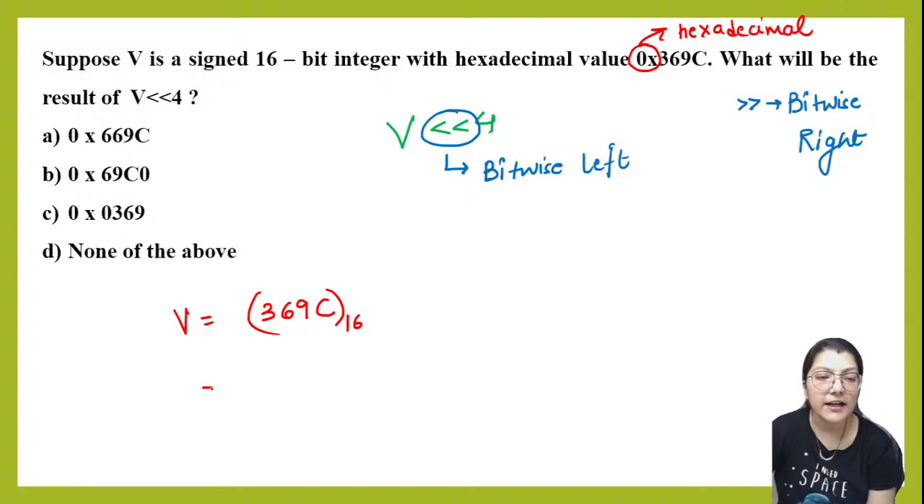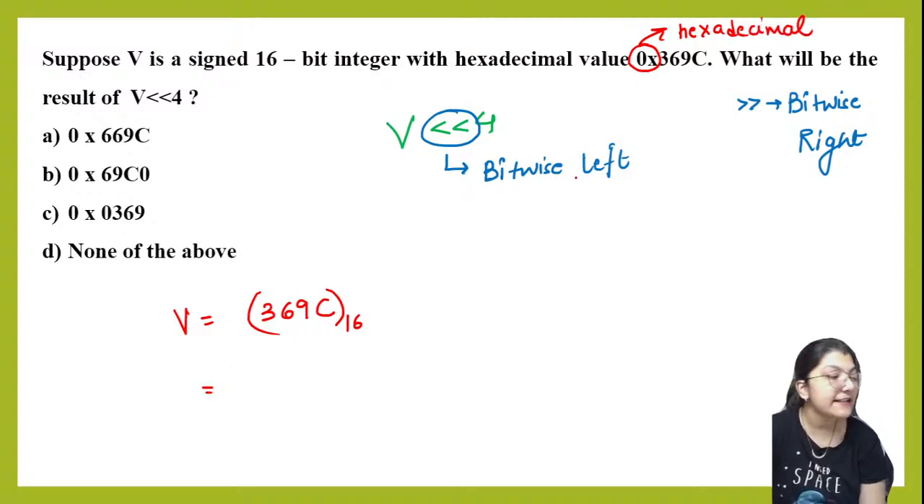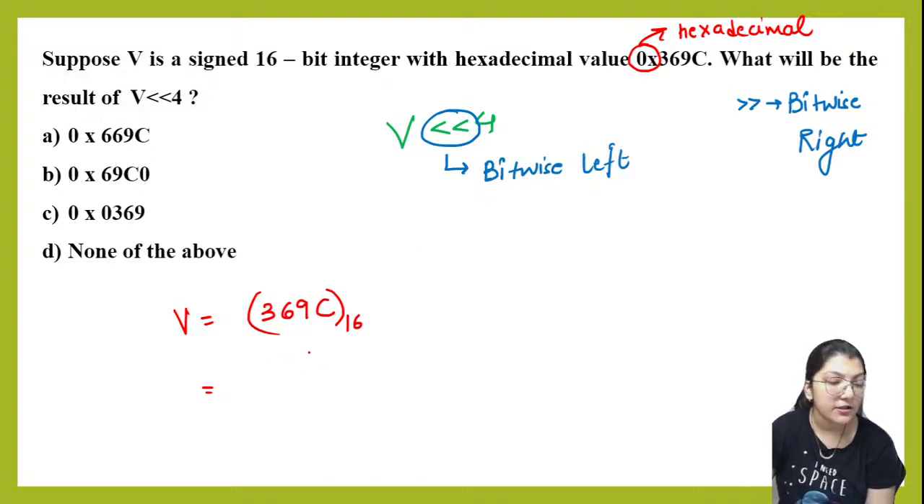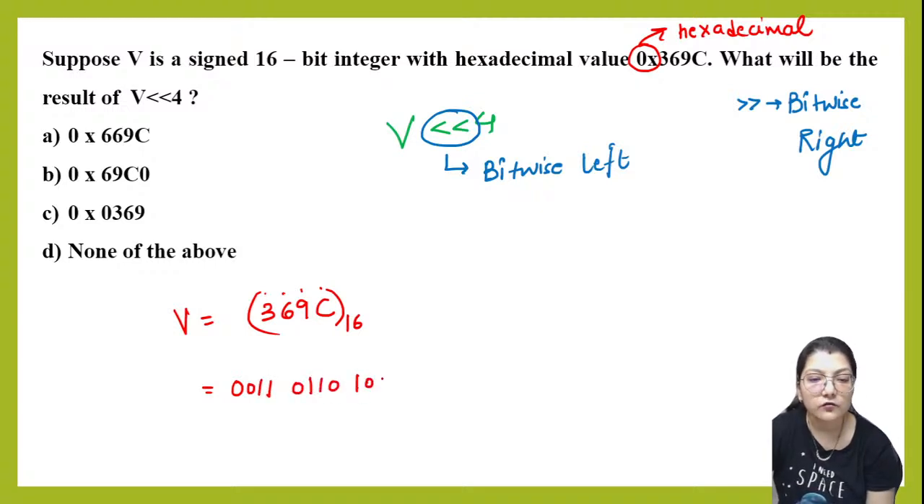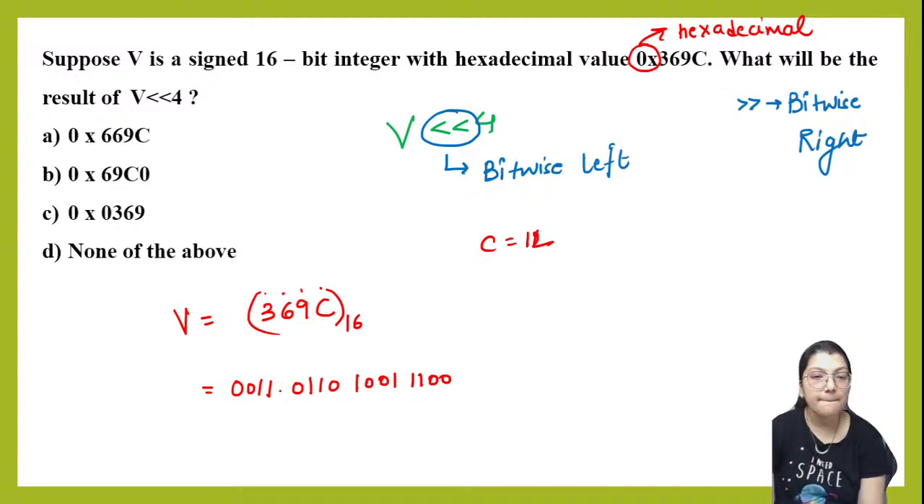So now I have to perform bitwise left shift. For this, we have to convert it into binary, so we will convert every digit into 4 bits. 3 will be 8, 4, 2, 1. Then 6 will be 8, 4, 2, 1. 9 will be 8, 4, 2, 1. And C is what? C is 12, I think, right? So 1, 1, 0, 0. ठीक है. So ये हो गया आपका in binary.